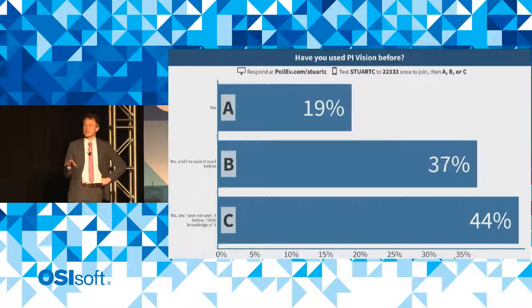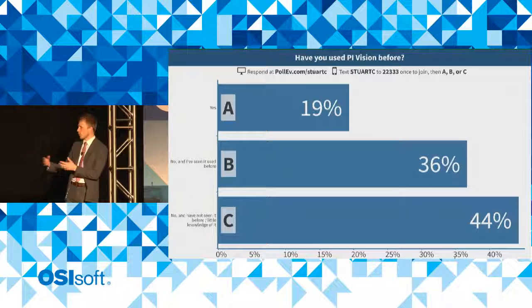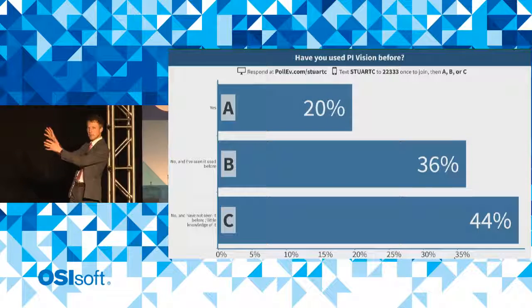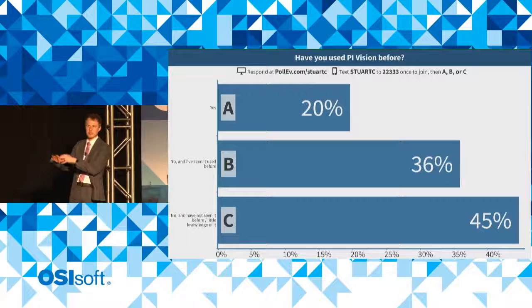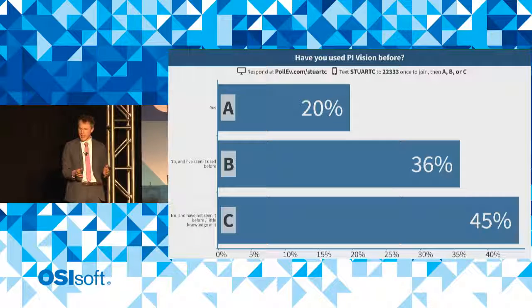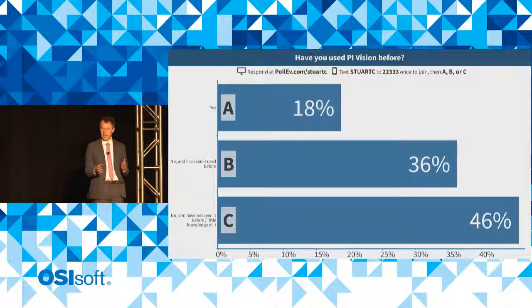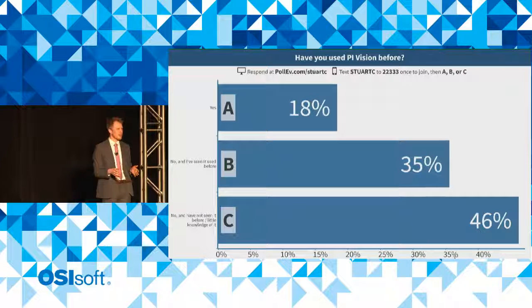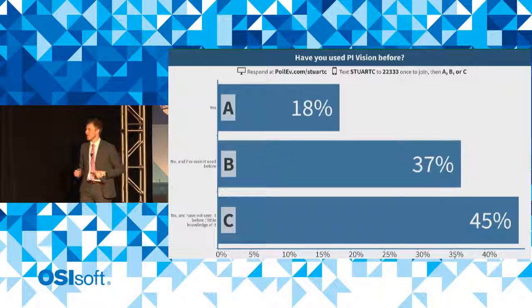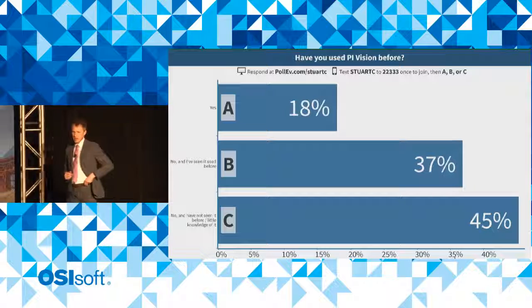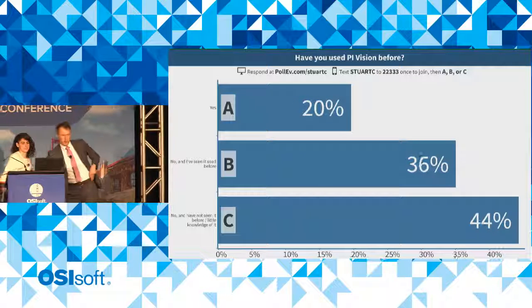OK, so in this session, we're actually going to be working with PI Vision. You will see us building a screen and showing the different parts of it. So if you're in category C, you're going to be in category B by the end of this session, OK? Very good. Now let me go to my next question.